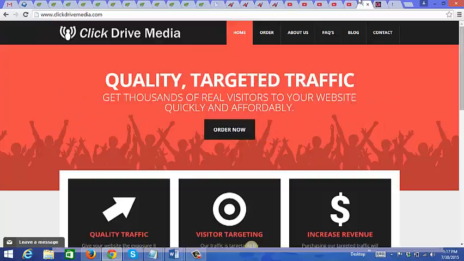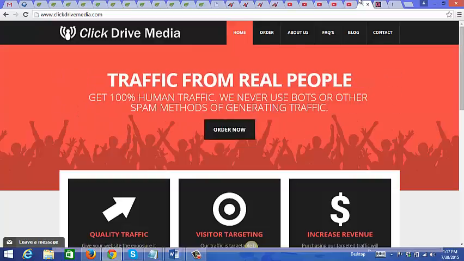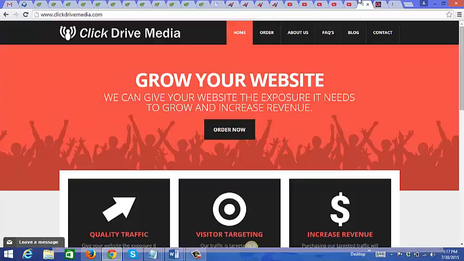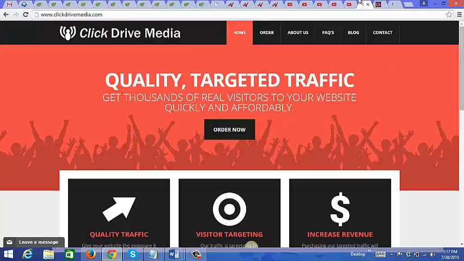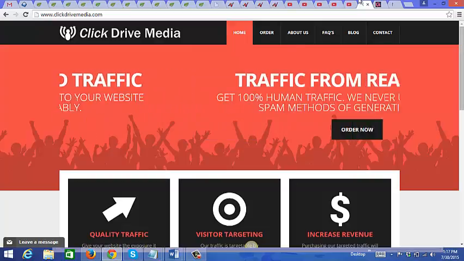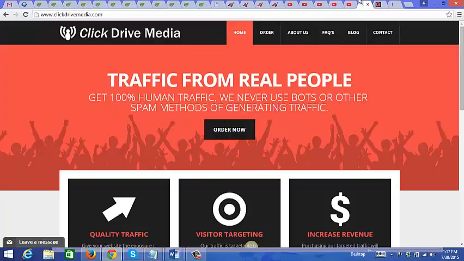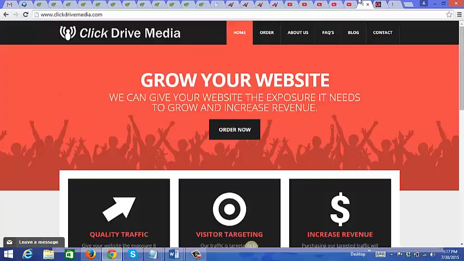Well, the traffic you're buying from them is mainly from targeted expired domains. So when someone clicks on an expired domain name, they are redirected to your site. They have a network of over 10,000 websites and applications that attract millions of users every day.